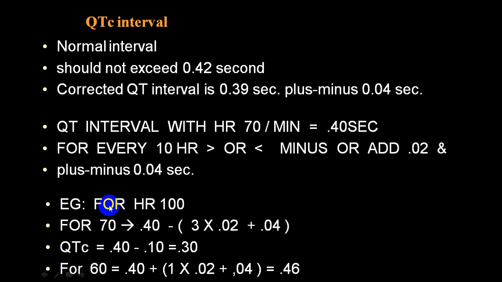So suppose we take heart rate of 100. For 70, it is 0.4. Now for another 10, so there is 30, so it is 3. You add 3 multiplied by 0.2 plus 0.4 second. This will be 0.6 plus 0.4, so will make you 0.10. So this you will have to minus from the previous one. This is very tough to remember, otherwise forget it. A simple way: whatever may be the heart rate, if it is more than half of RR, it is prolonged QT.